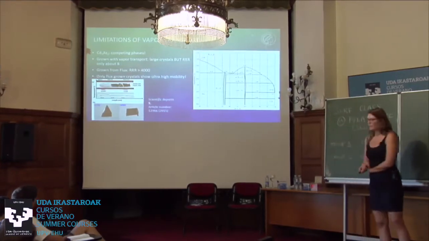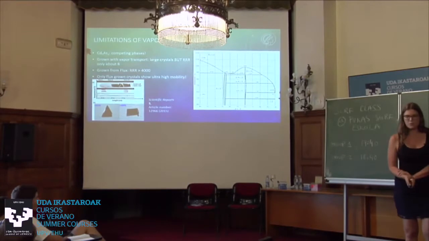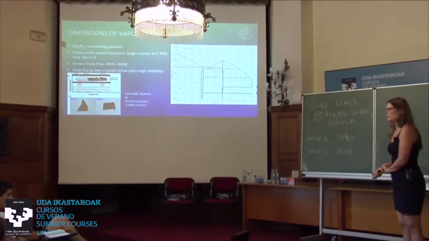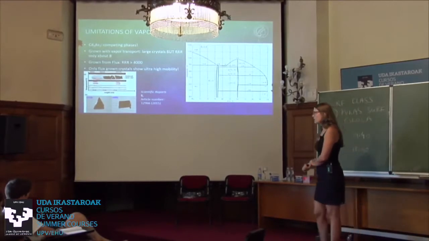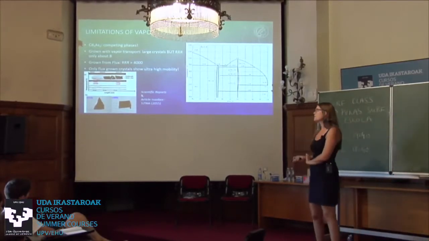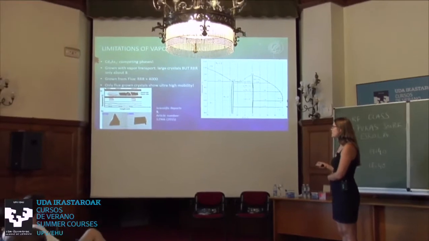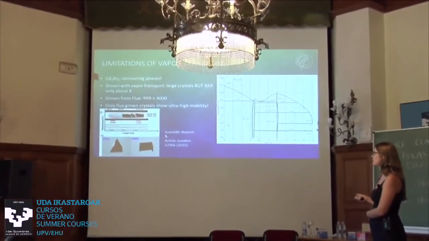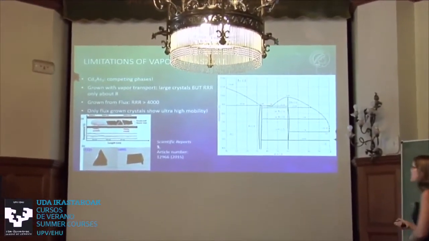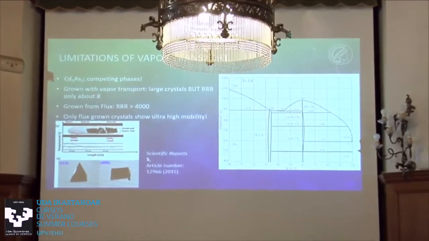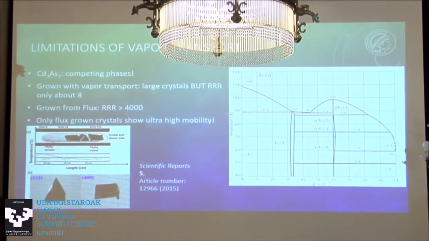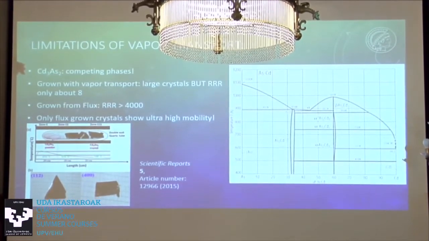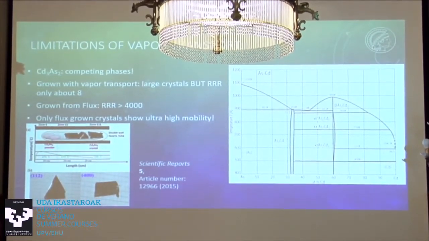Okay, so now I advertise vapor transport a lot, and it is a really great method, but it has some limitations. So one example is cadmium arsenide. There are lots of papers out there that grow it with vapor transport, and if they grow it with vapor transport, they get really, really nice, really large crystals. The problem is that if they measure transport on those crystals, they get a triple R ratio of only about 8, so it means the resistivity at room temperature divided by the one at low temperatures, the ratio is 8.